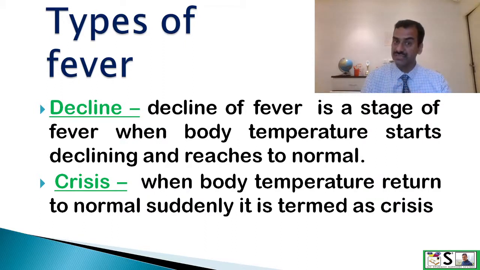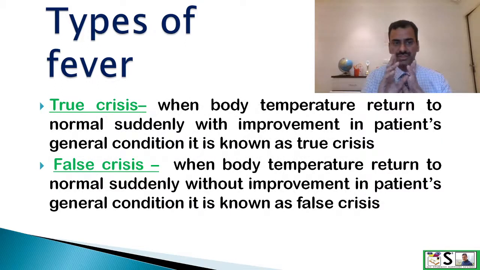Crisis. What is crisis? When the body temperature returns to normal suddenly, then it is known as crisis. There are two types of crisis related to fever. One is true crisis. When the body temperature returns to normal suddenly with improvement in the patient's general condition, it is known as true crisis. But when the body temperature returns to normal suddenly without improvement in the patient's general condition, it is known as false crisis.